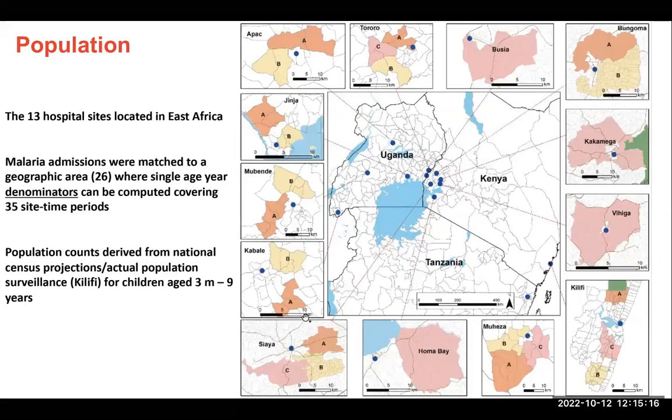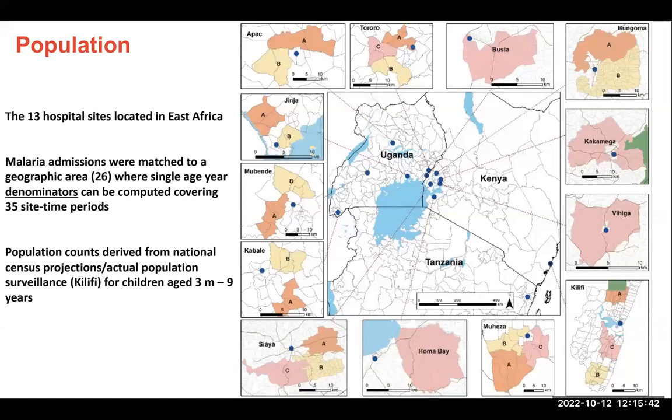So in this study, we analyzed surveillance data from 13 hospitals in East Africa, as shown by this map. And these were in Uganda, Kenya, and Tanzania. And the blue dots just show you the spatial locations of these hospitals that were included in this study. And so we aimed to define the rates of severe malaria. And therefore, in order to do this, we needed to know the population at risk.